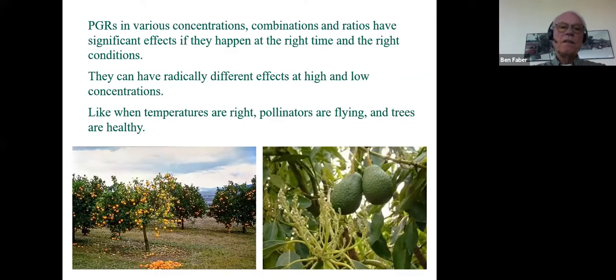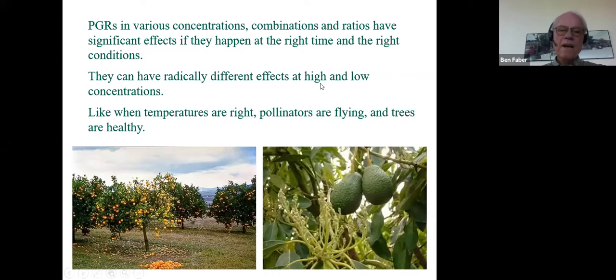So PGRs in various concentrations, combinations, and ratios have significant effects if they happen at the right time and in the right conditions. So this really needs to be underscored clearly, that weather is the overriding factor, and you have to have a healthy plant, and you have to have all factors. You have to have the bees flying, everything, for fruit set to occur and for a PGR, in this case GA3, to actually have a significant effect.